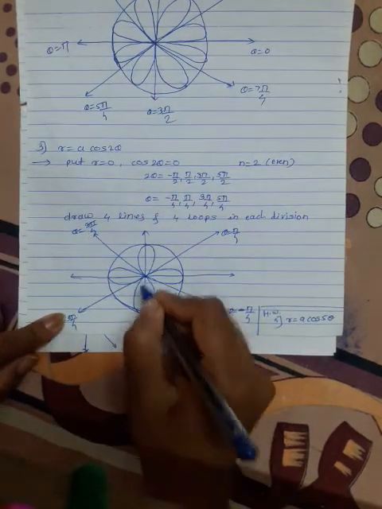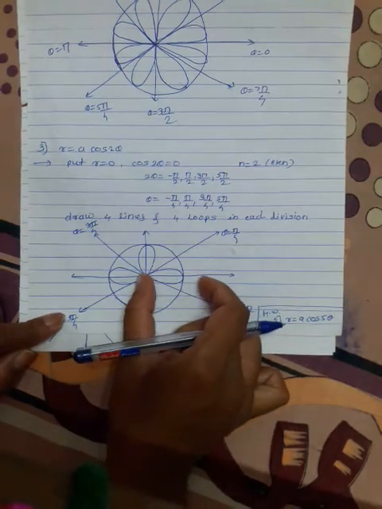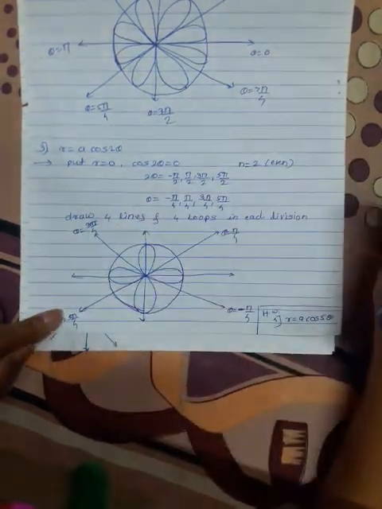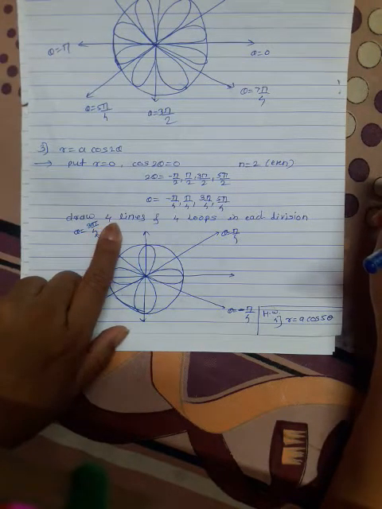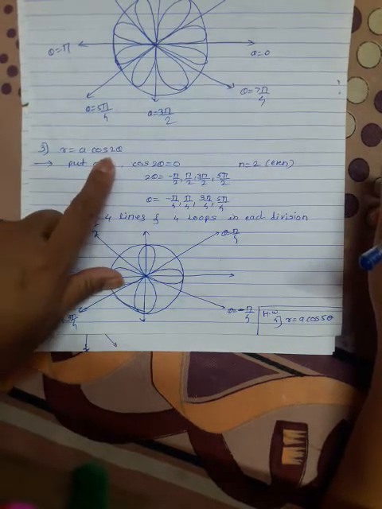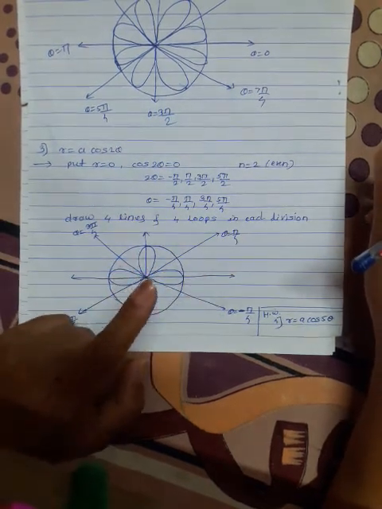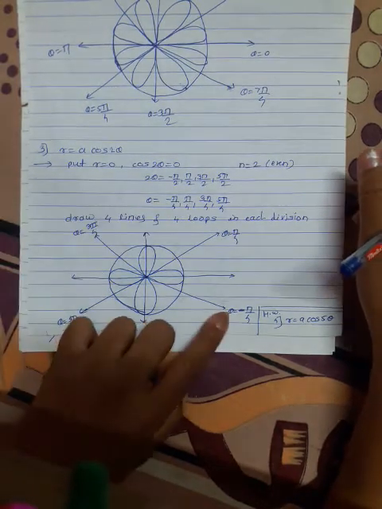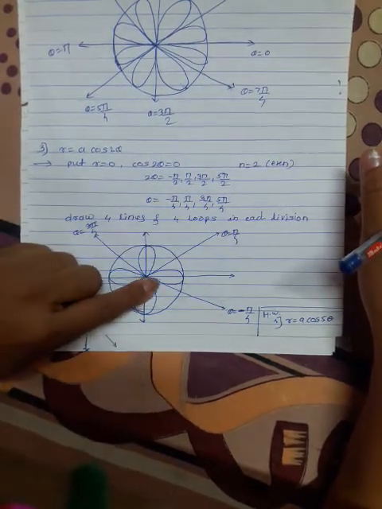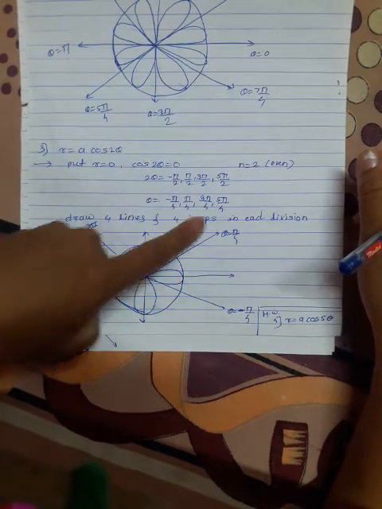Now draw a circle of a particular size. Take 3 centimeters and draw the circle. Okay, now how many loops do we have to put? 4. 2 is even, that's why 2 into 2, 4 loops we have to draw in each division, and the division starts from the minus pi by 4 line. This is the minus pi by 4 line. Start from this division and end at this line.